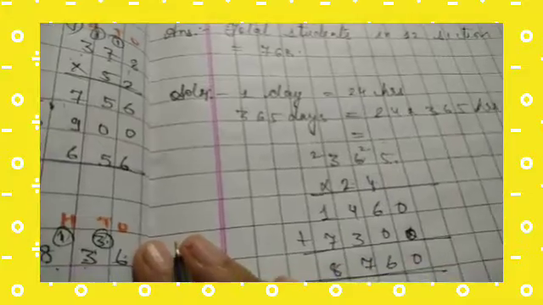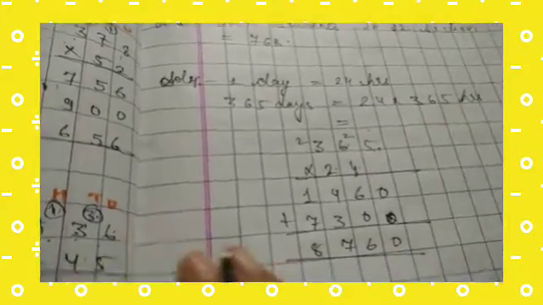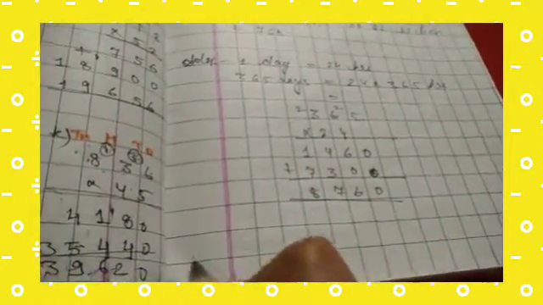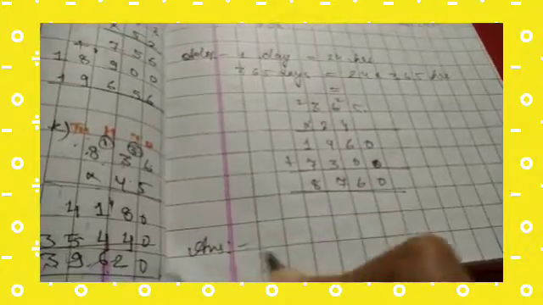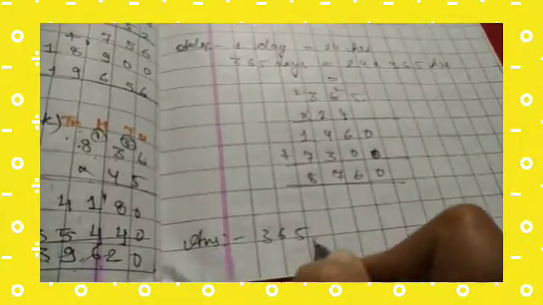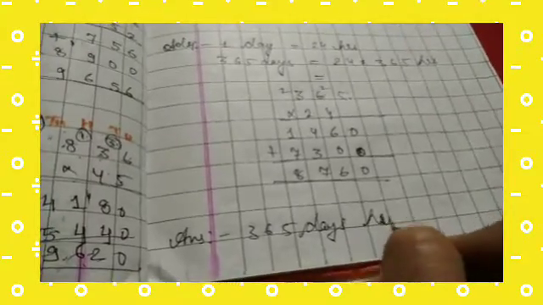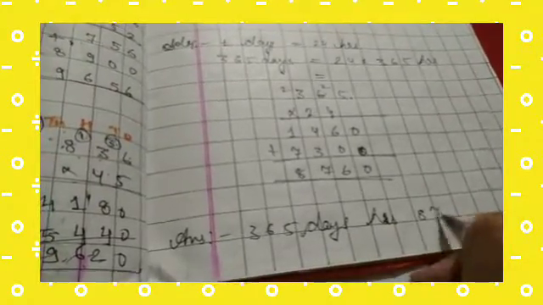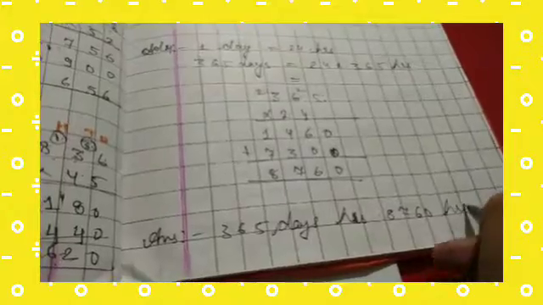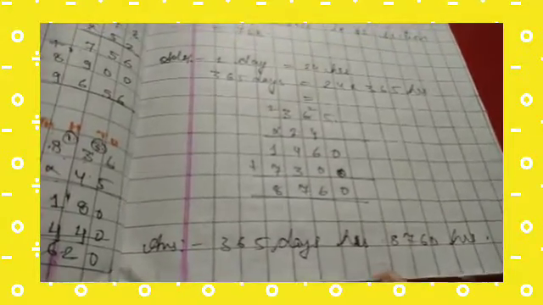So our answer is 8760. So our answer is 365 days has 8760 hours. Okay children, this is our answer.